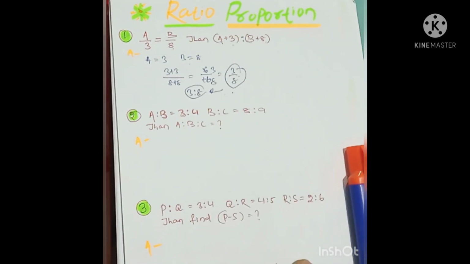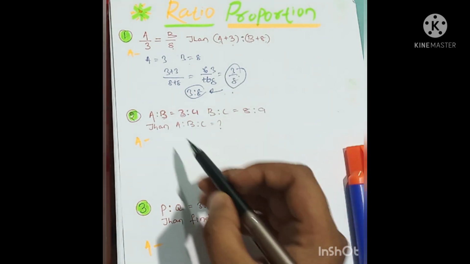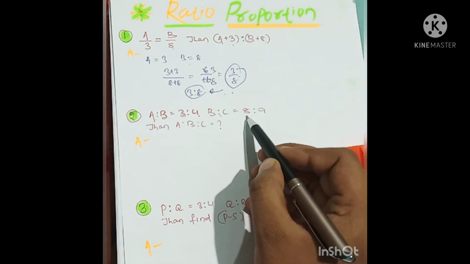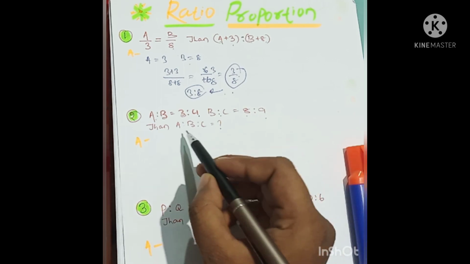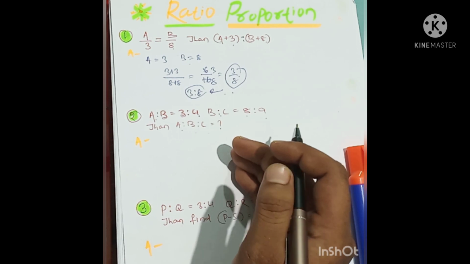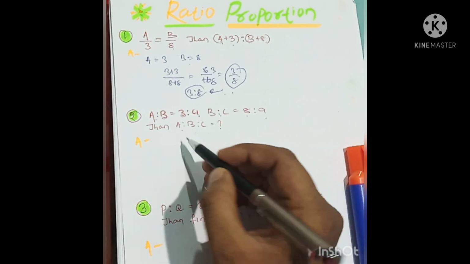So we'll go for the second question, and it is new from the first. Here a is to b equals 3 is to 4 and b is to c equals 8 is to 9. So find here a is to b is to c. How to find a is to b is to c? It is another conceptual question. So how to solve it?